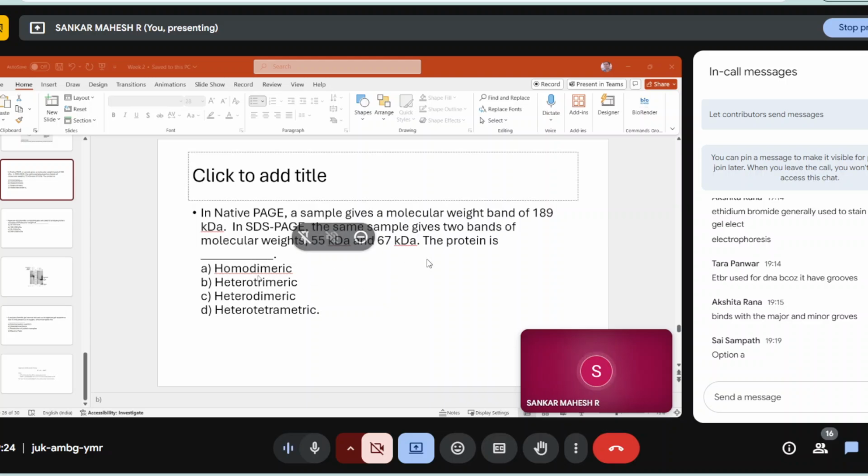And because there are two different chains, it is a heterotrimer. There are three chains, two chains of 67 kilodalton and one chain of 55 kilodalton. Because these are different, it's a hetero, and because there are three components, it's a trimer. So the answer is option B.